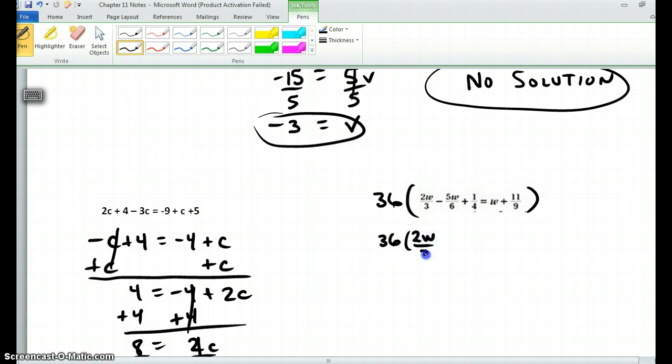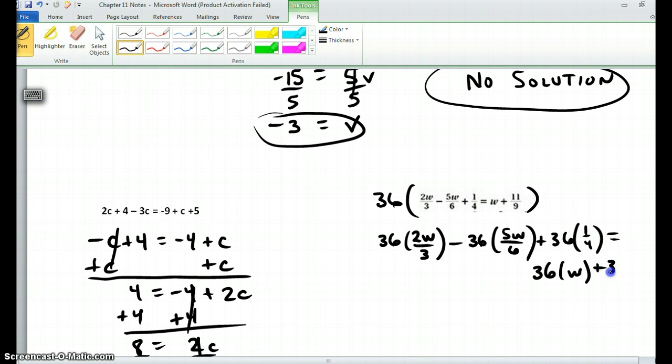So I have 36 times 2w over 3 minus 36 times 5w over 6 plus 36 times 1/4 equals, I'm sorry, I'm running out of room, 36 times w plus 36 times 11/9. And I know this is a hassle to write all this out, but this is the best way you can ensure good bookkeeping. So now let's cancel some things out.